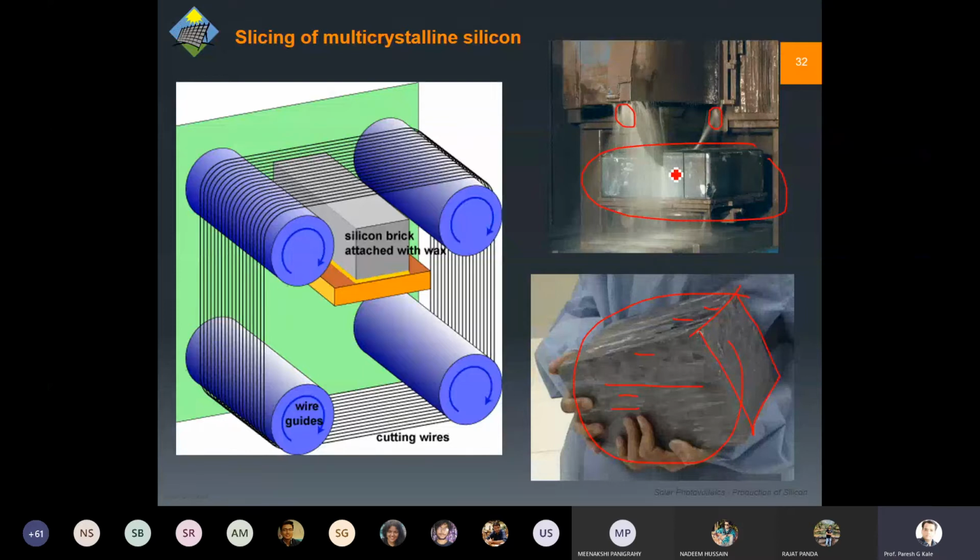This is a blade, by the way. This is cut by blade. Okay, then later it will go to this one.